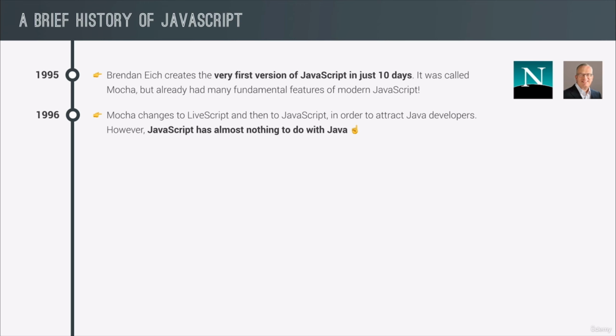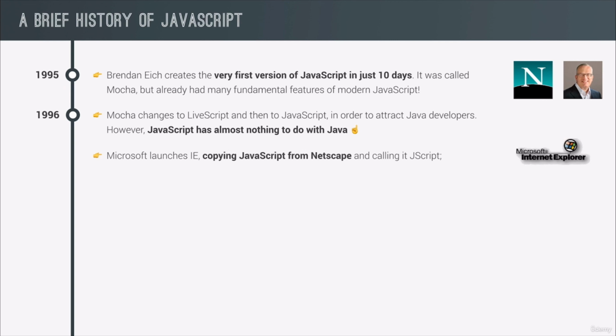Also in 1996, Microsoft launched the Internet Explorer, which basically copied JavaScript from Netscape. But they called it JScript for legal reasons because, well, you actually cannot just go around and copy other people's programming languages. Now, what this means is that we now had two very similar but competing languages, which of course is never a good idea in the long run. And so, with the internet growing like crazy around this time, people realized they needed to standardize JavaScript.